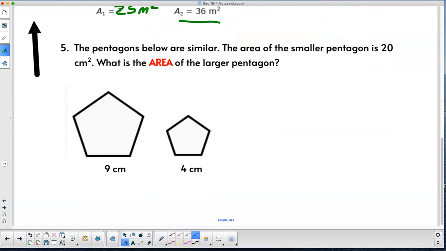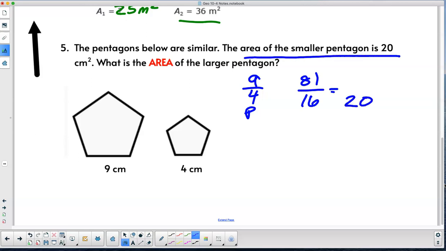So now our last one here, and we did that one just to make sure we see it. We got a perimeter ratio of 9 to 4. That's our P ratio. Our area ratio is 81 to 16. The area of the smaller pentagon is 20. 20 is the smaller. What's the larger?